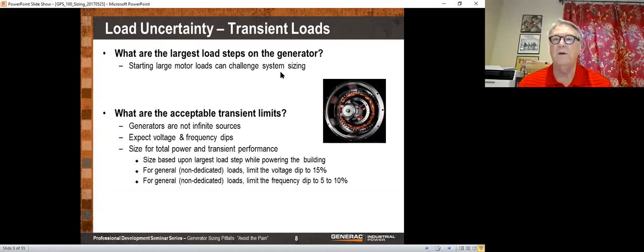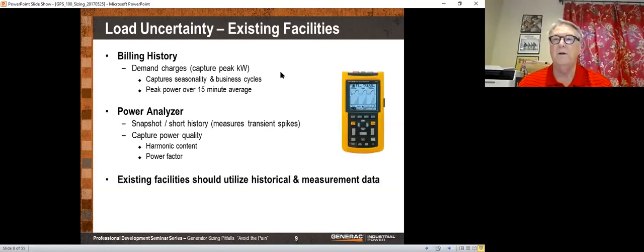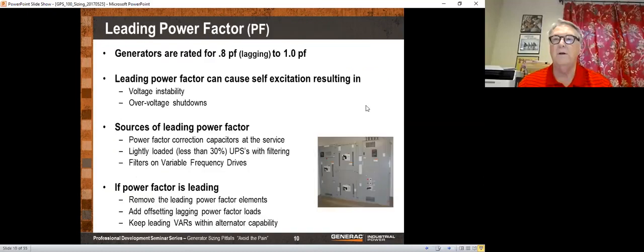Now, frequency drop is less important, and we generally try to get that between 5 and 10%. But the only loads that tend to be really sensitive to frequency drops are uninterruptible power supplies. Okay, we talked about this earlier, your billing history or using a meter to measure.